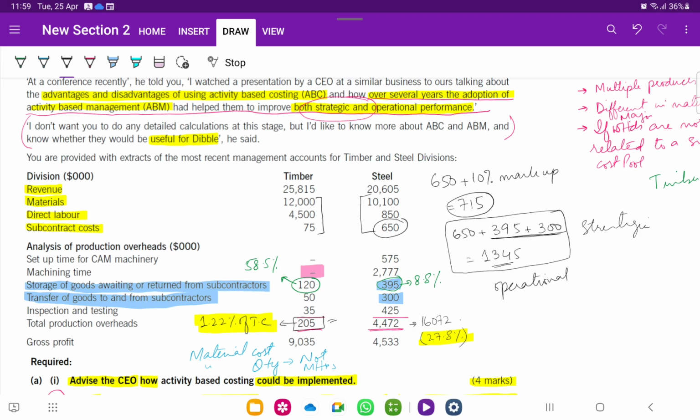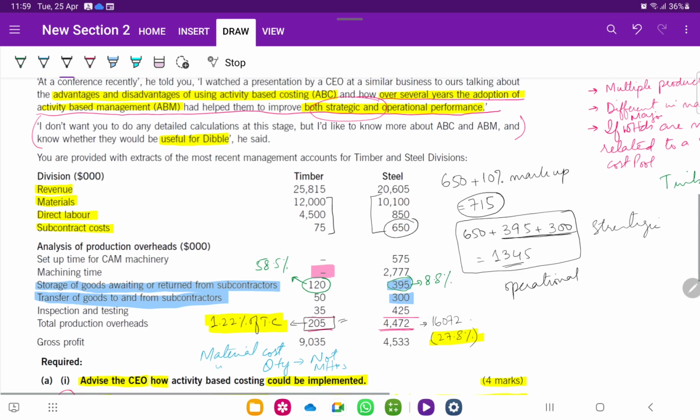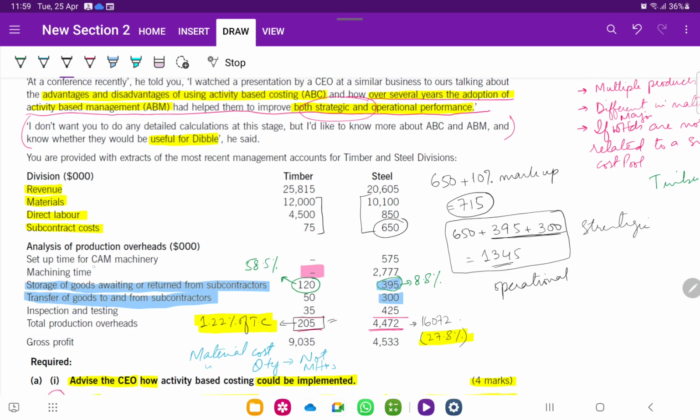Now setup, let's start with the easier one. What about the machine time? Do you think machine time is a value added activity? Pause this video and try to think for all these 5 activities whether these are value added activities or non value added activities. Alright, machine time, it's a value added activity.